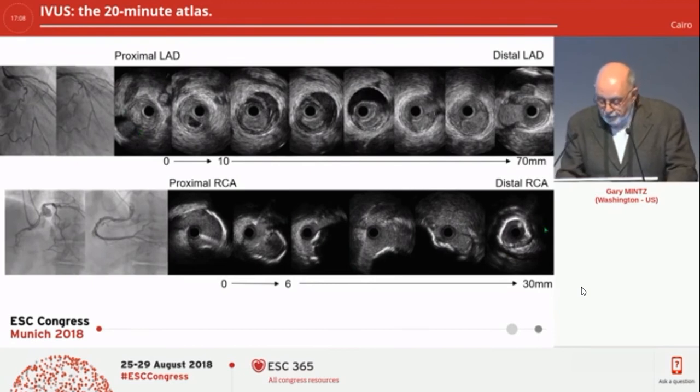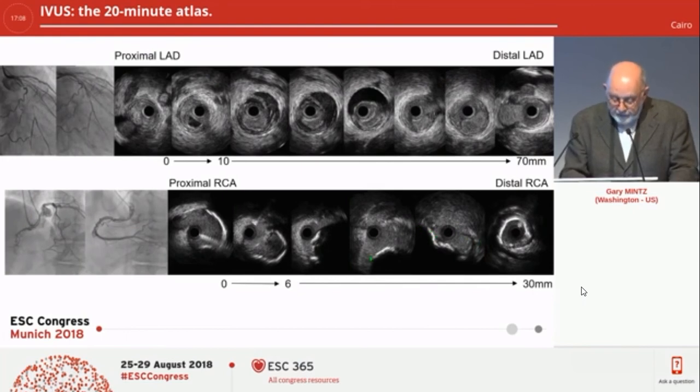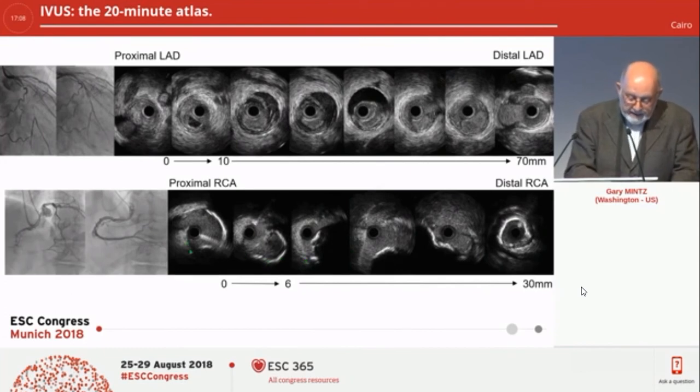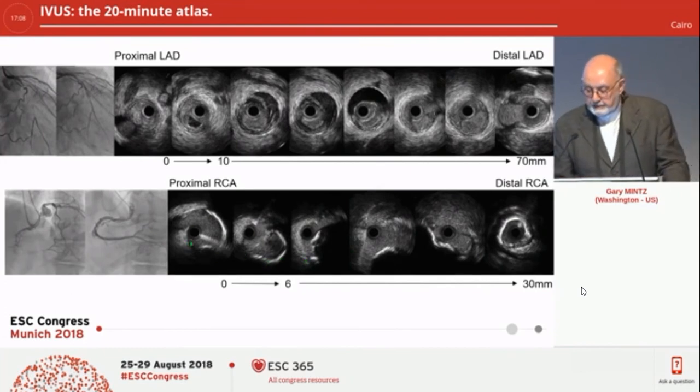Another example, true lumen, perforation. You can see the break in the adventitia here and here. True lumen, false lumen, true lumen, false lumen, true lumen, false lumen, and then you connect the true lumen proximally.